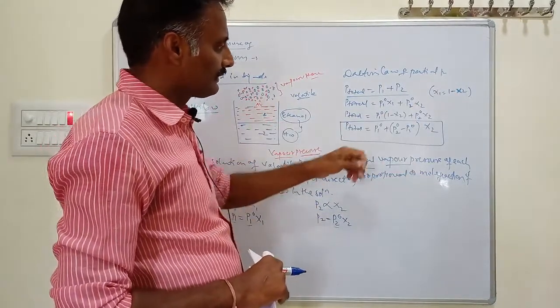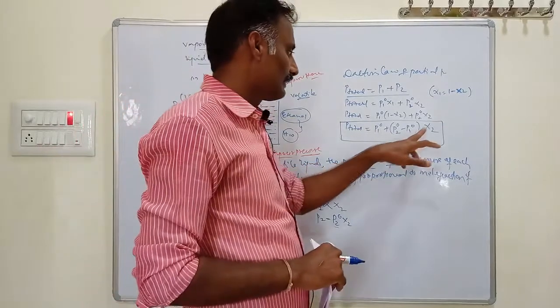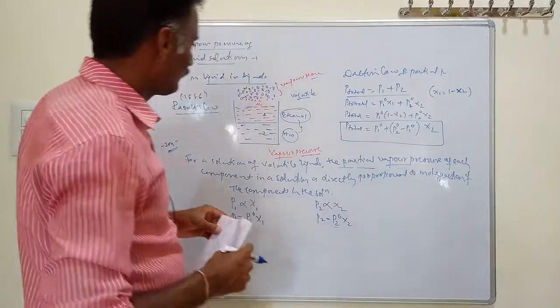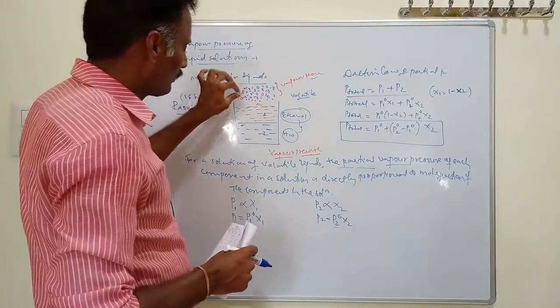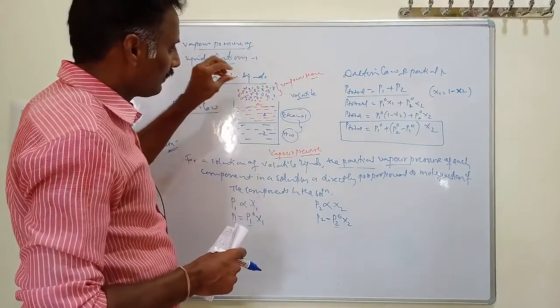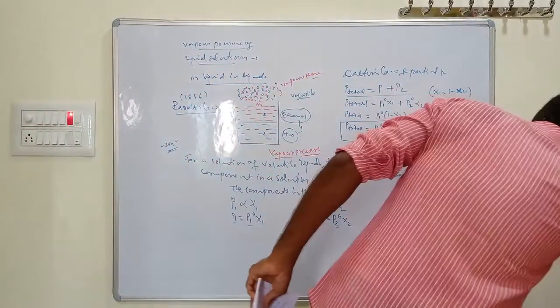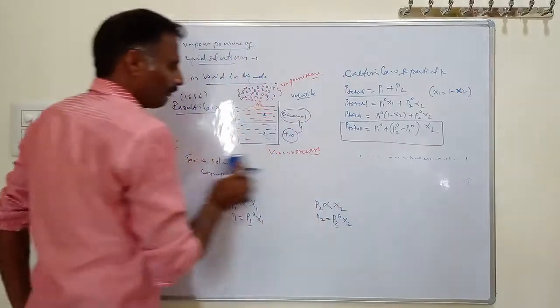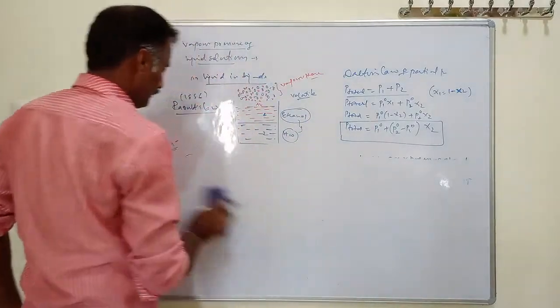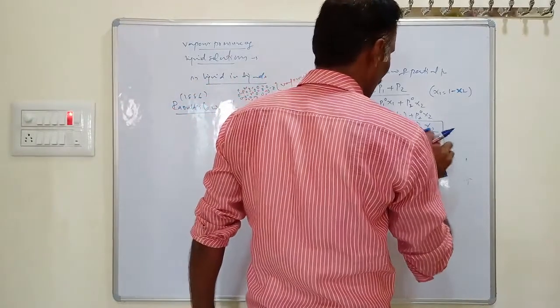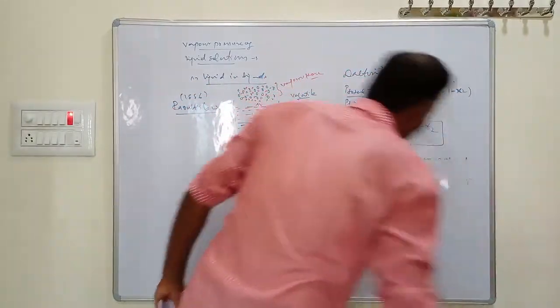Or by knowing x2 and x1, we are also calculating the partial pressure and the mole fraction of the components in the vapor phase. Then we use this expression, that is the Raoult's law expression: P total is equal to P1 naught plus (P2 naught minus P1 naught) times x2.